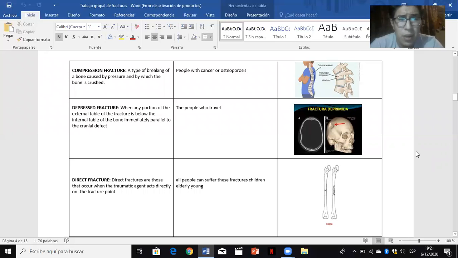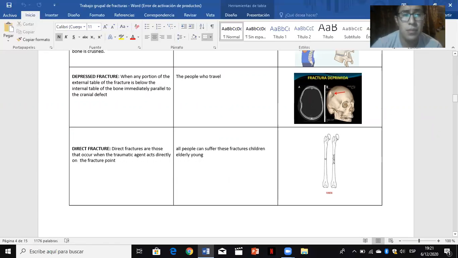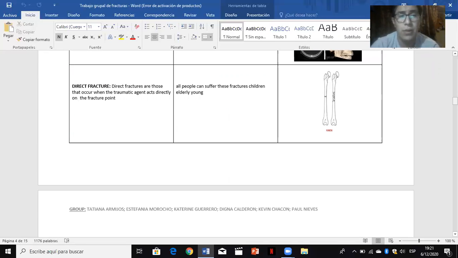Depressed fracture: when any portion of the external table of the skull is below the internal table of the bone, immediately parallel to the cranial defect. Direct fracture: fractures that occur when the traumatic agent acts directly on the fracture point. People at risk: children and elderly young people can suffer this fracture.